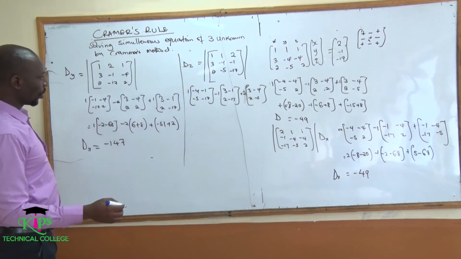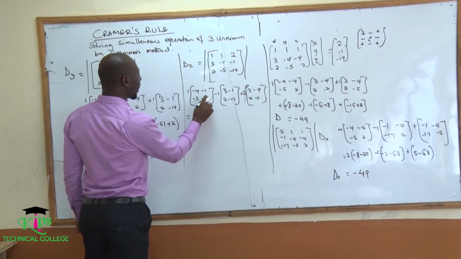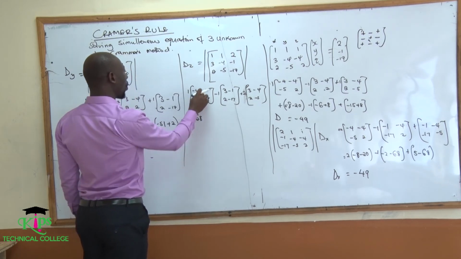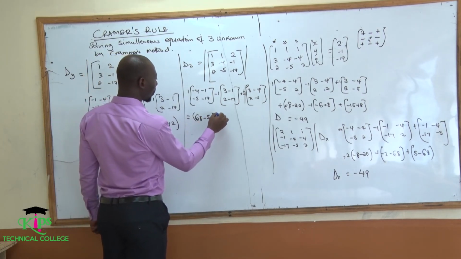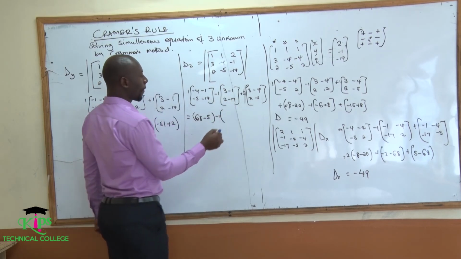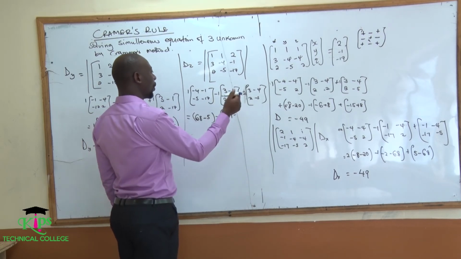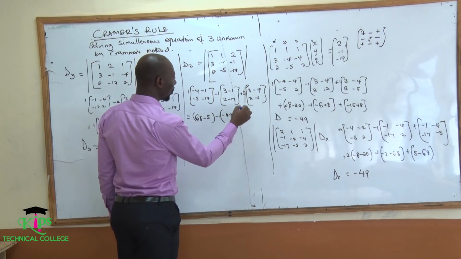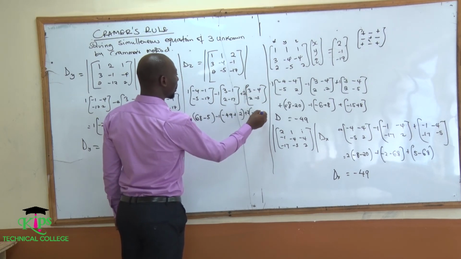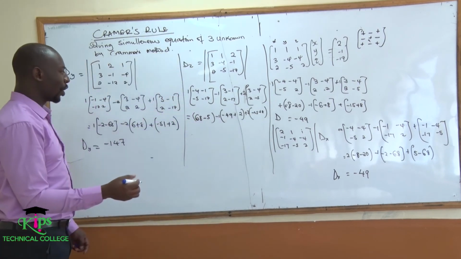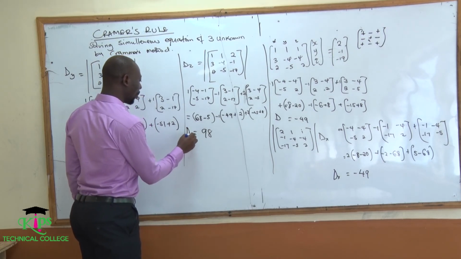So if you permute this one, you'll end up with negative 4 by negative 17, that is 68. Negative 5 by negative 1 gives you 5, so it's minus 5. Minus 1 into 3 by negative 17 gives you negative 49. Then 2 by negative 1 gives you negative 2, then plus 2 because of the two negative signs. Plus 2 into 3 by negative 5 is negative 15, 2 by negative 4 is negative 8, becomes positive. So if you solve that bracket, you end up with positive 98. So our dz is positive 98.